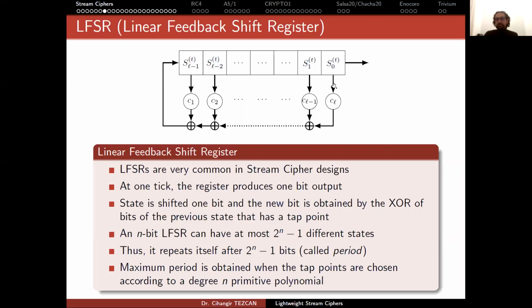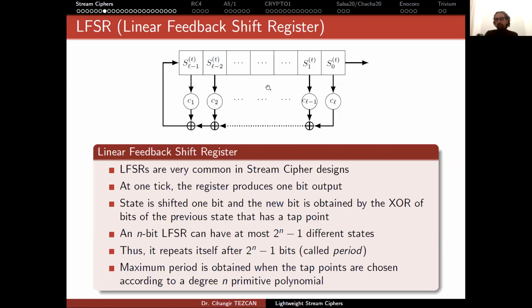So you choose a degree n primitive polynomial, and the degrees of the monomials in this polynomial will correspond to the tap points here. In this lecture, we are not going to go into details, but that is the main idea behind it. So if you have n bits of secret knowledge, you can produce almost 2 to the n random looking bits by using an LFSR.